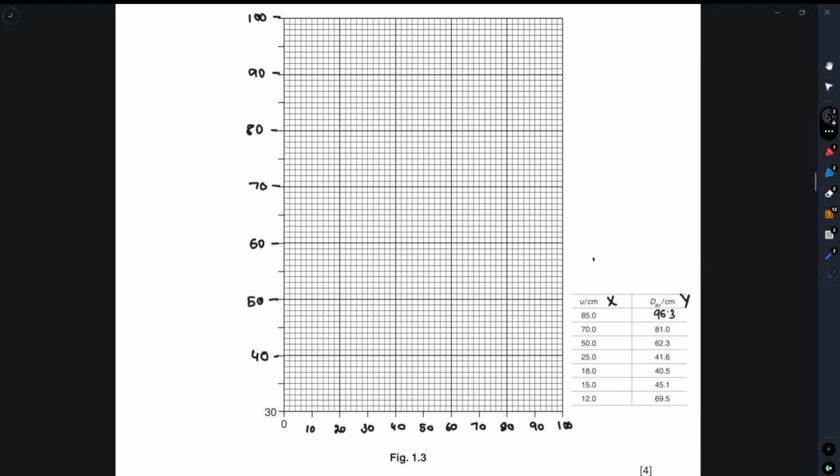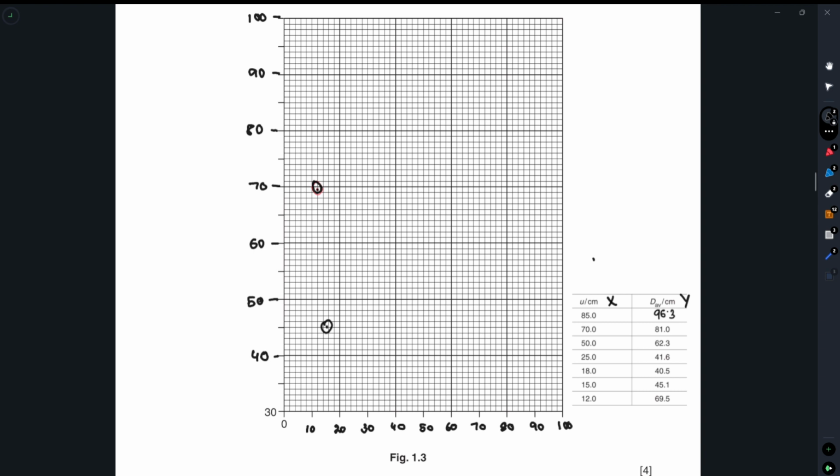U, that's interesting. So at U is 12 centimeters and D is 69. So at 12, D is 69.5, so somewhere over here. Alright. Next, 15 and 45.1. So 15 is going to be somewhere over here, and 45.1 is just going to be at 45. So 15 and 45. Alright.